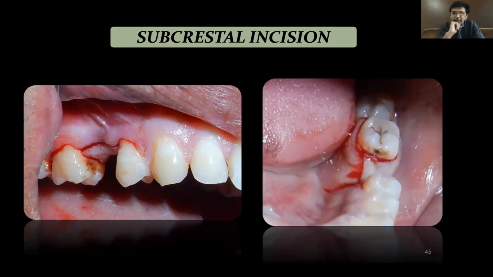And again, remember with regard to subcrestal incision, the incision, reflection, and suturing takes more practice. So initially it will take more time, but then later on what will happen is basically your implant placement, the main part which you have to focus upon, will become much easier. So always practice the subcrestal incision.